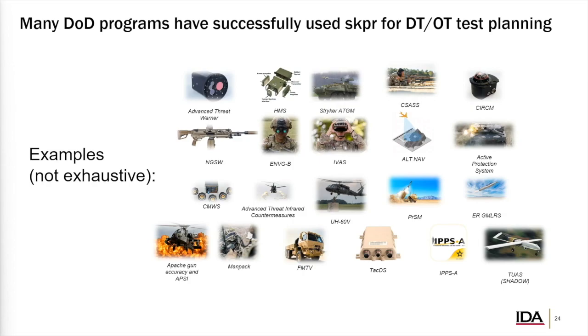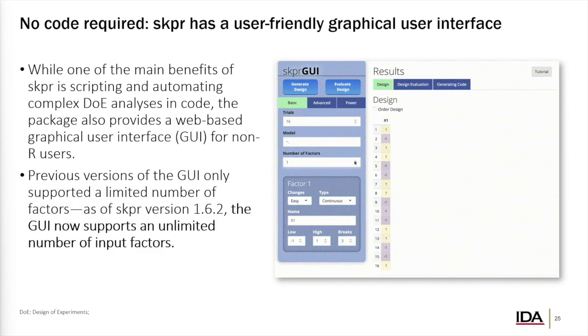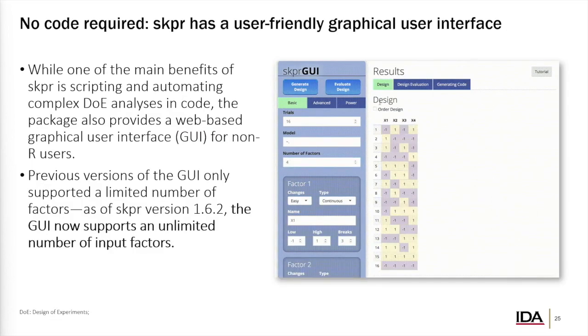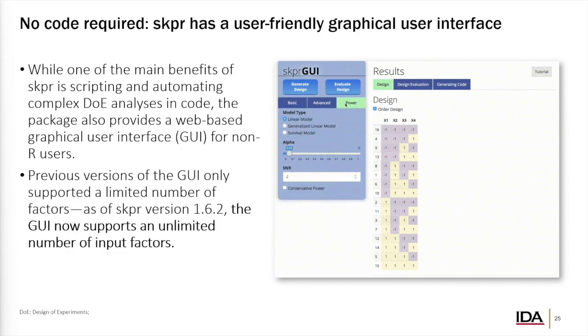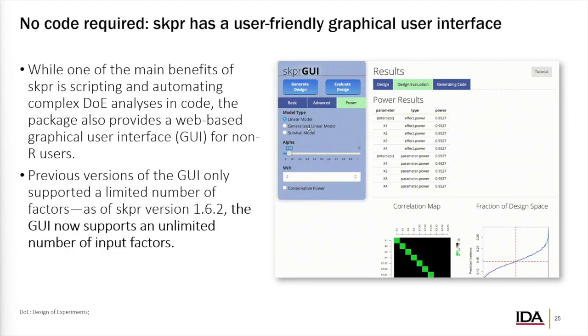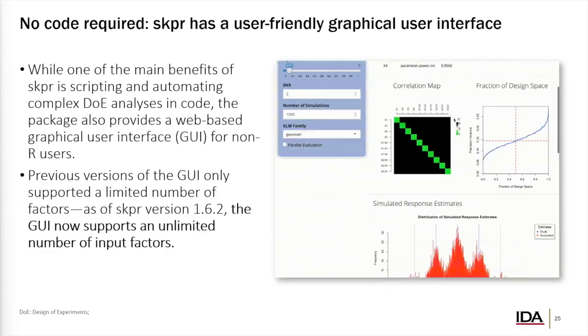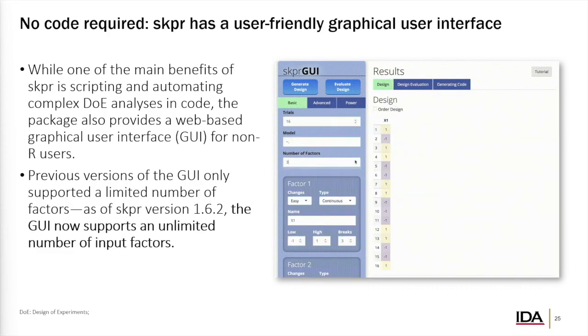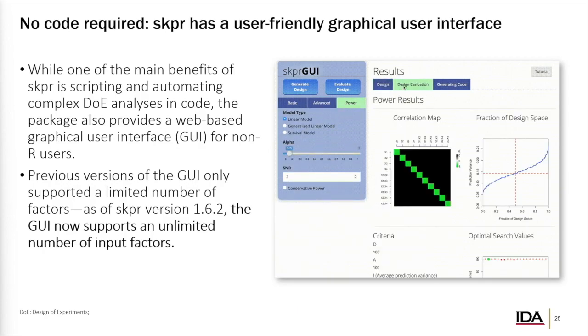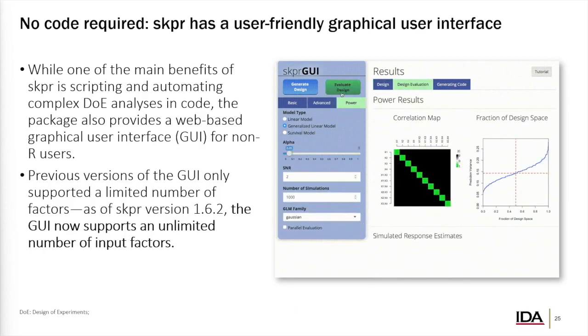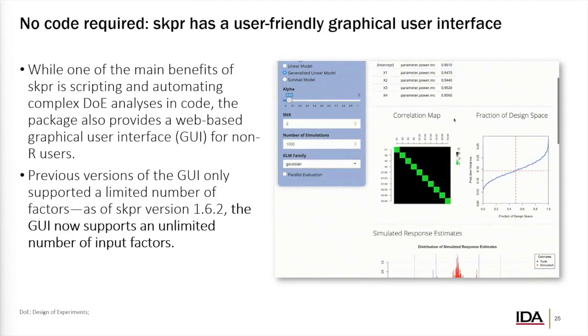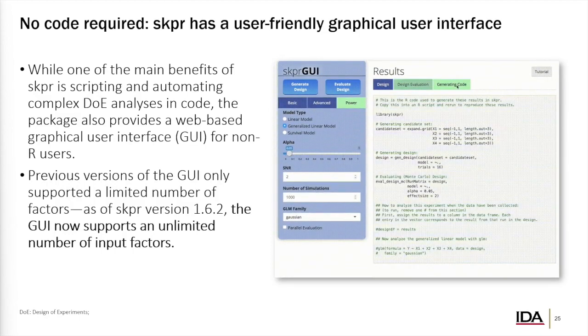Now, the issue I think for a lot of people is they don't know R and they don't want to learn R because they have enough stuff on their plate. Understandable. So skpr also comes with a nice GUI, a graphical user interface, point and click. You can do design generation and Monte Carlo power evaluation for all GLM, Poisson, exponential, and split-plot designs. Previous versions of skpr had a limitation on the number of factors you could analyze because I had to hard code it in. I removed that limitation this past year, so really you can support any number of factors in your design now.